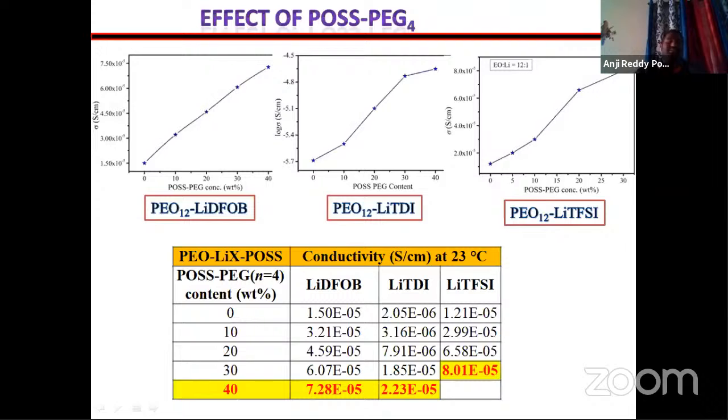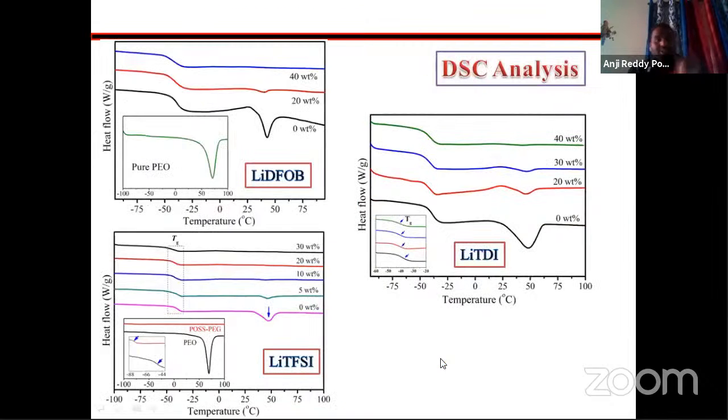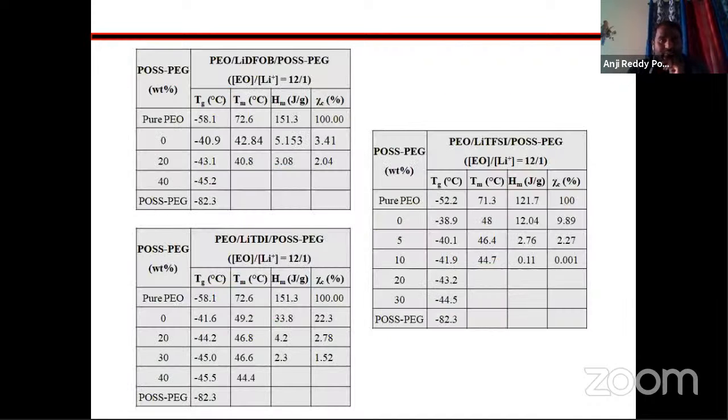Yeah, these are the results with different polymer electrolytes with LiDFOB, LiTFSI. After adding PAS PEG4, we can observe here how the conductivity is increasing. The conductivity increases well. Maximum conductivity we observed for LiTFSI and LiDFOB. Both are good. Yeah, these are the thermal properties, and the glass transition temperature is also decreasing well after adding these PAS PEGs. And this is the complete data of that one.